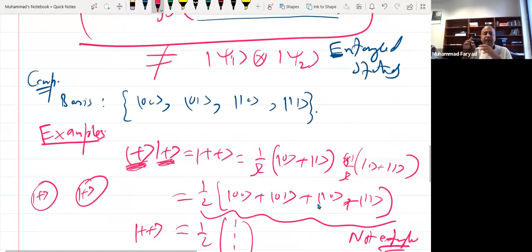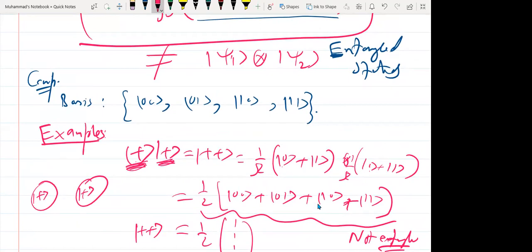So I cannot write it as a tensor product of some two other states.